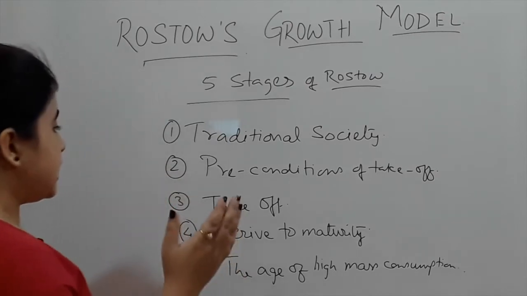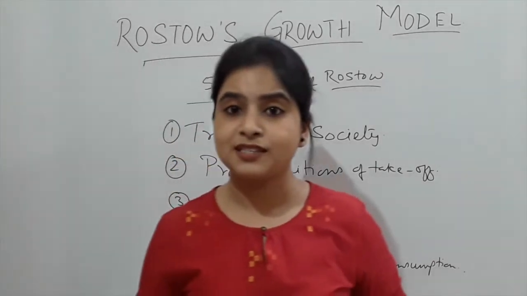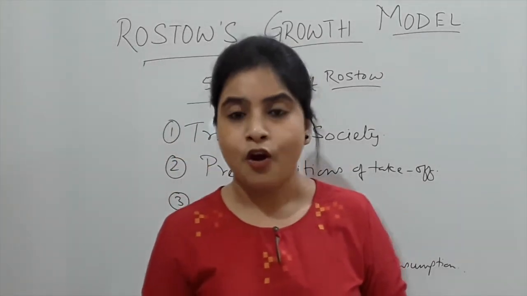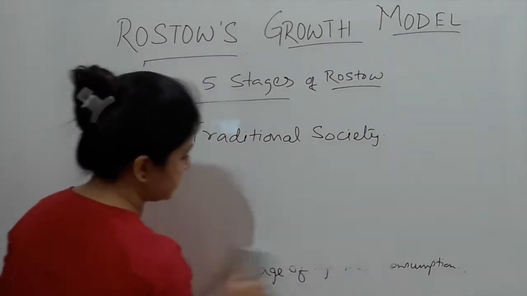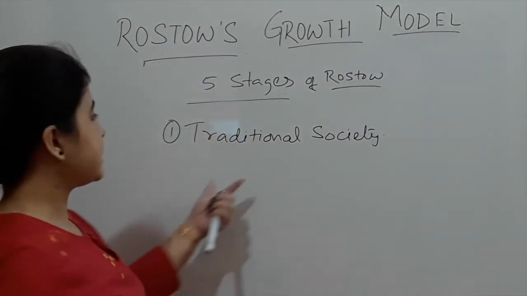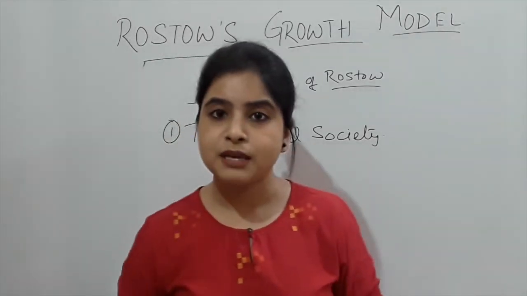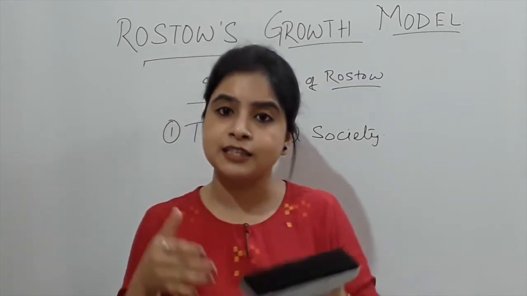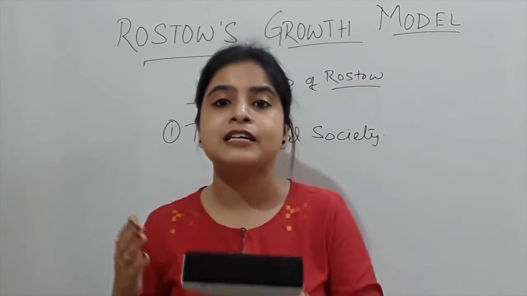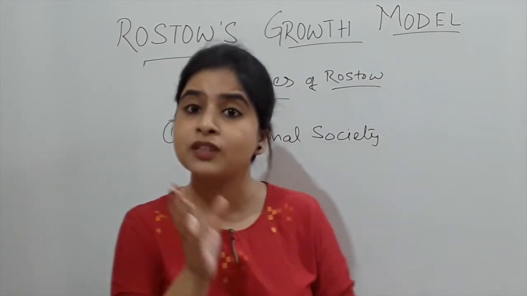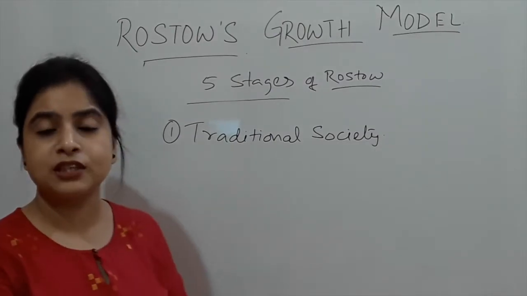Let us discuss them one by one in detail, because the question says to discuss the stages of economic growth. Starting with the traditional society. As the name suggests, traditional means there will be an agricultural society as well as hierarchical social norms. These were the characteristics of this traditional society.